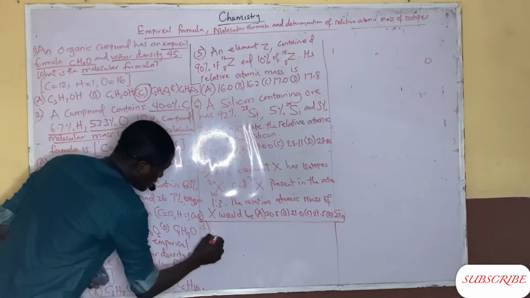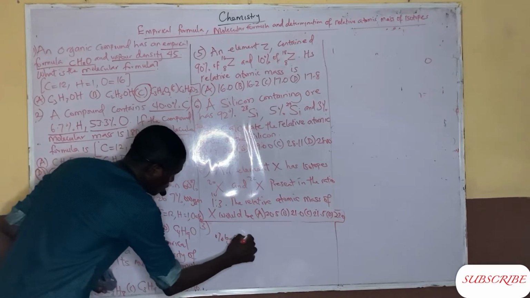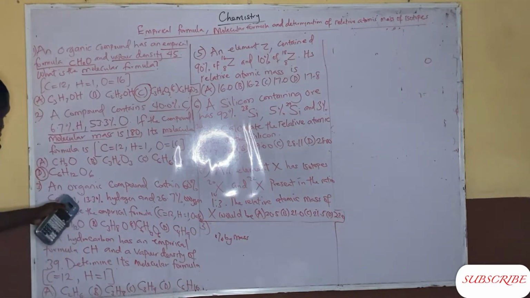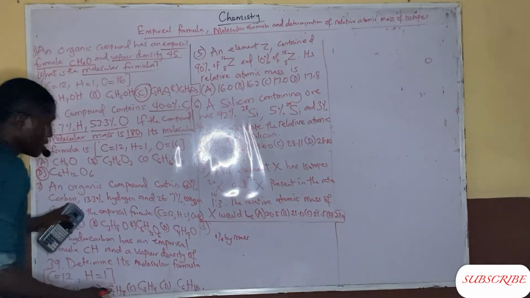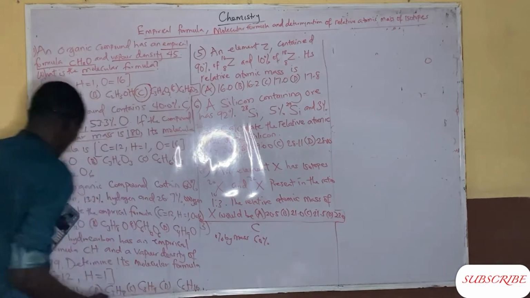So this one is the percentage by mass of the individual elements in the compound, given as follows. That is, carbon has 60%, then hydrogen has what?